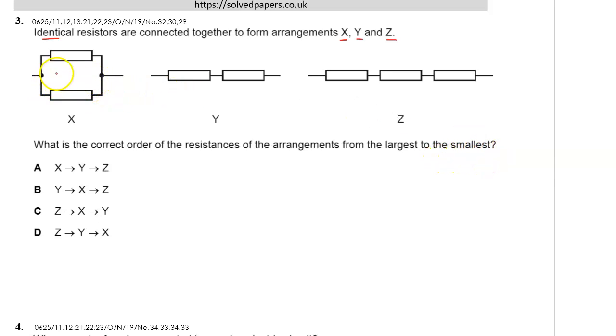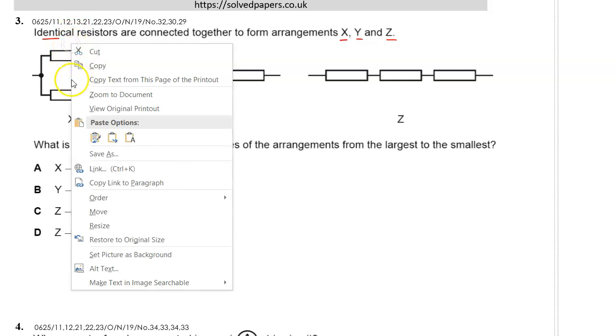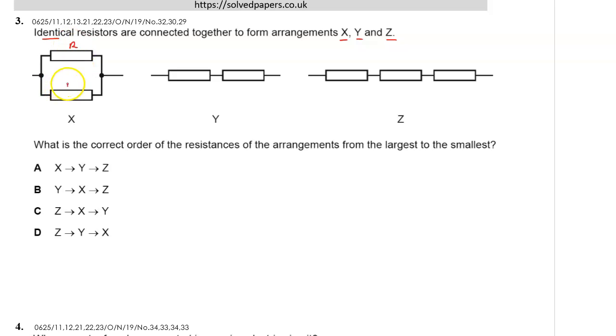Now, since the resistors are identical, let's say each has resistance R. R can be anything, 2 ohms, 10 ohms, or so on. So what would be the resistance of Z? Since the resistors are in series, you just add up R plus R plus R. You'll get 3R. The resistance offered by the resistors in Y will be R plus R, which will be 2R.